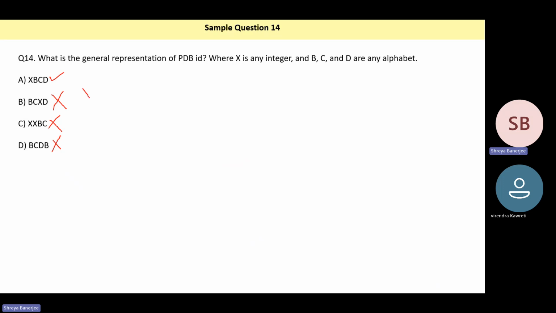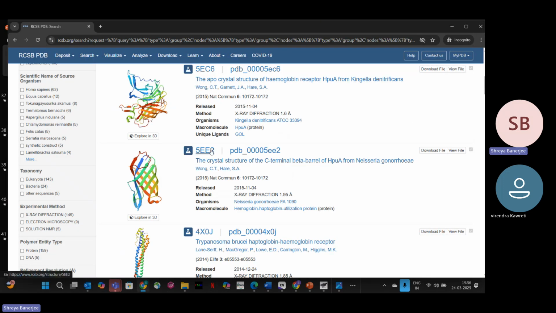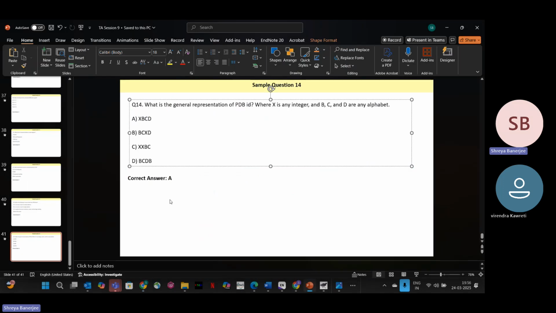Another possibility is X, B, X, T. This is also valid, but it is not there in the options. Or it can be X, B, C, X. This is also a valid code, but it is again not there in the options. You can have a number in the fourth position, a number in the third position. So the only rule to remember is that the first position has to be a number and the second position has to be an alphabet. These are the two rules to remember when a PDB ID is being defined.